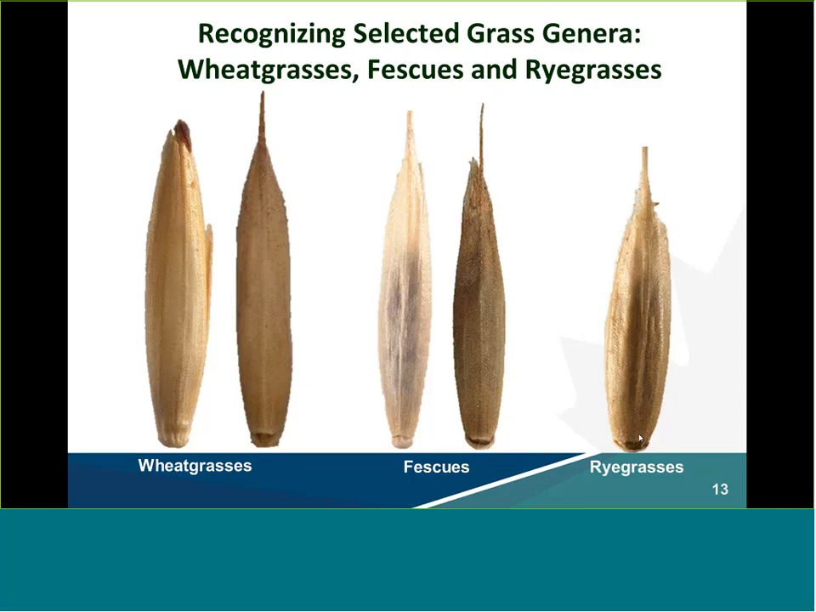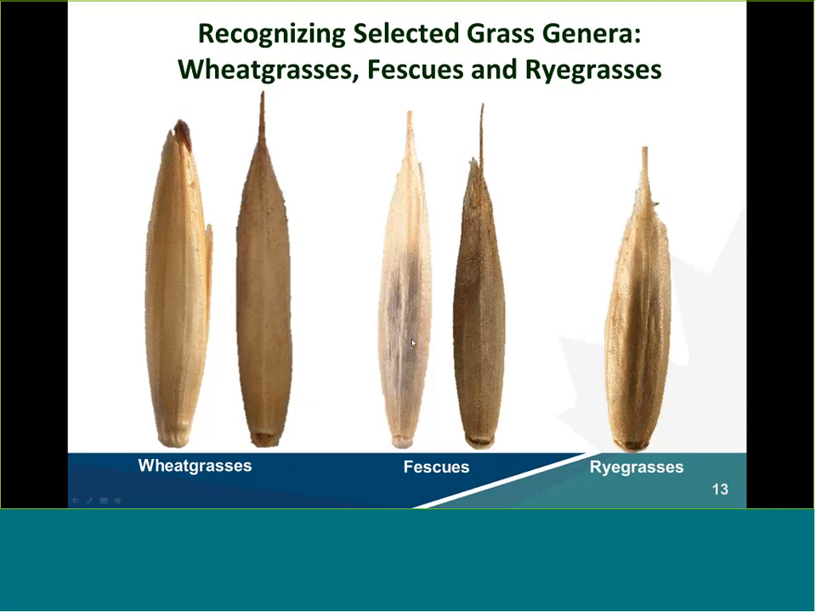Now, most of the lemmas have awns, and those awns are stout in the wheat and the ryegrass group. Now, look at the bottom of the lemmas, right above that callus, and you'll see that there's a line at the base in all but the wheatgrass on the left and the ryegrass. That's referred to as a keel. It's like a folding in the back of the lemma, and it's important in distinguishing. Now, that left wheatgrass, or wheatgrass look-alike, has a bump at the base of the lemma, important.